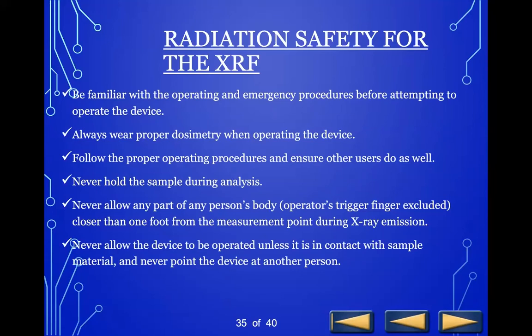Radiation safety for the XRF. Be familiar with the operating and emergency procedures before attempting to operate the device. Always wear proper dosimetry when operating the device. Follow the proper operating procedures and ensure that other users do so as well. Never hold the sample during analysis, and never allow any part of any person's body, besides the operator's trigger finger, closer than 1 foot from the measurement point during X-ray emission. Never allow the device to be operated unless it is in contact with sample material, and never point the device at another person.